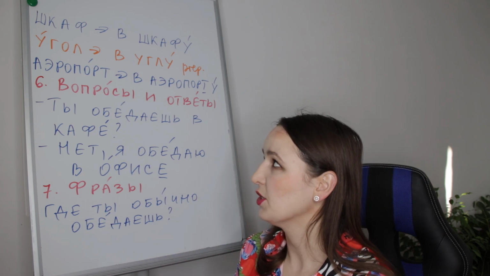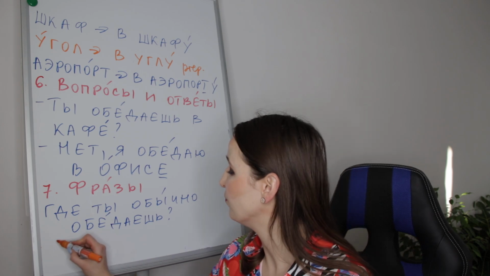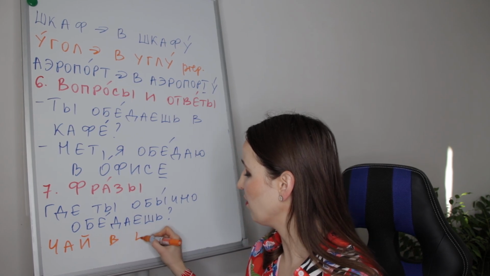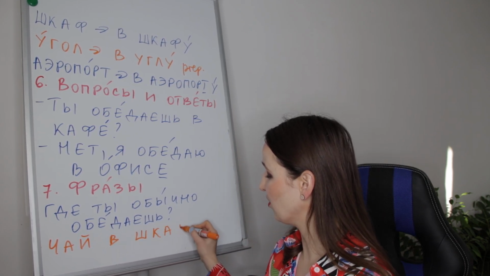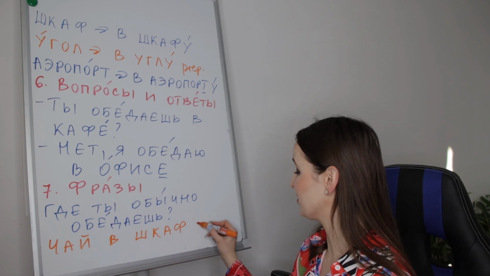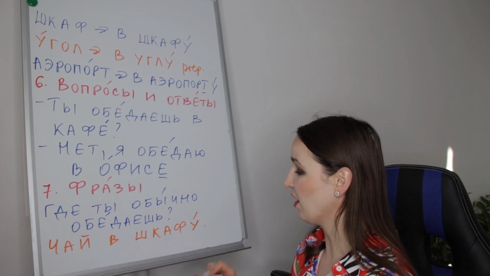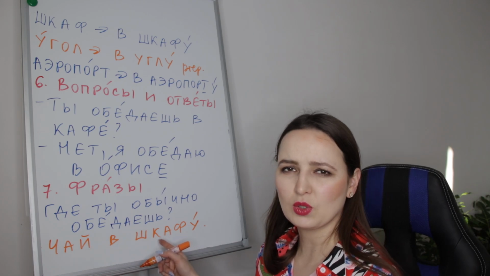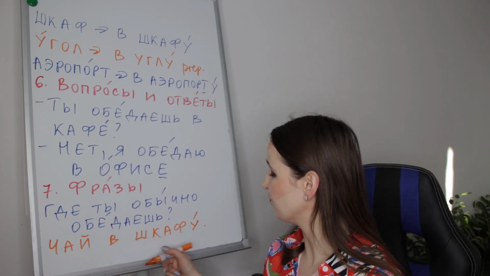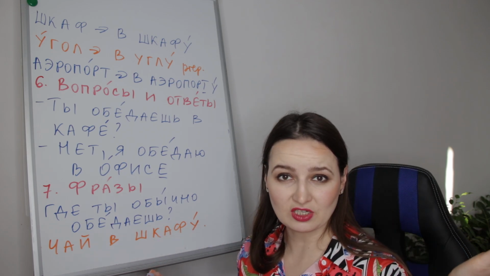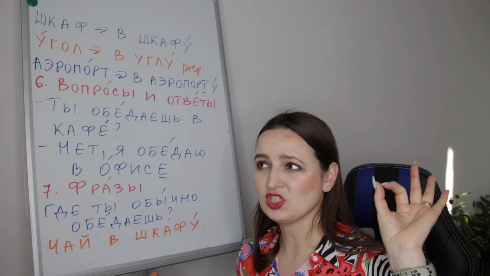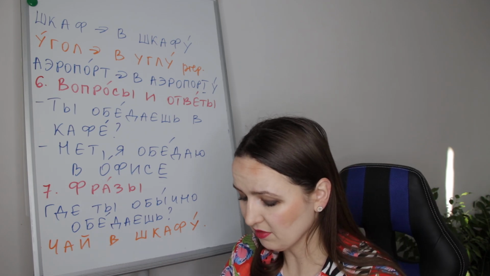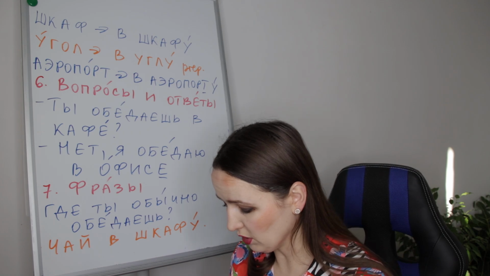Another phrase. Чай в шкафу. Шкаф is a closet. It's an exception, so in prepositional case we will add u. В шкафу. The tea is in the closet. In the closet, in English it is closet. In Russian, шкаф can be a kitchen cupboard. Да? Чай в шкафу. Хорошо, идем дальше.